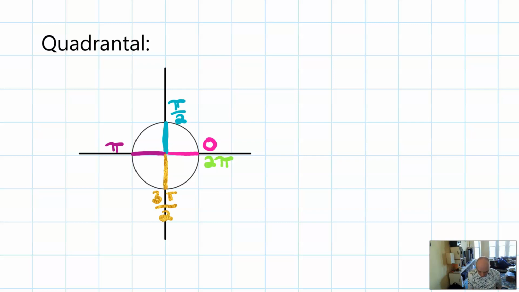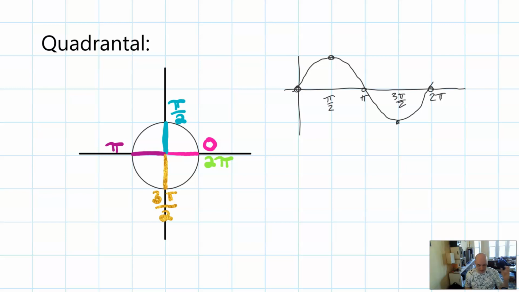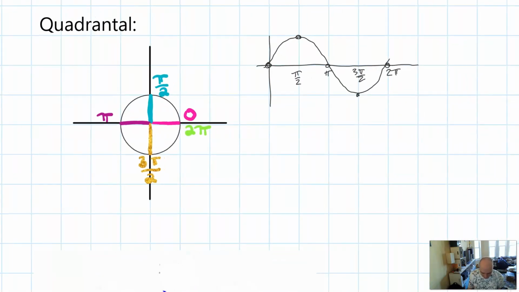The reason those are the most important is they are the angles that create the landmark points on our sine graphs. This is not a story about sine graphing, but those are the 4 points, 0, pi over 2, pi, 3 pi over 2, and 2 pi, that when we do graph sine and radians in just a few sections, those are going to be the key values on that graph. That's why I call them the most important, because they relate to that graph.